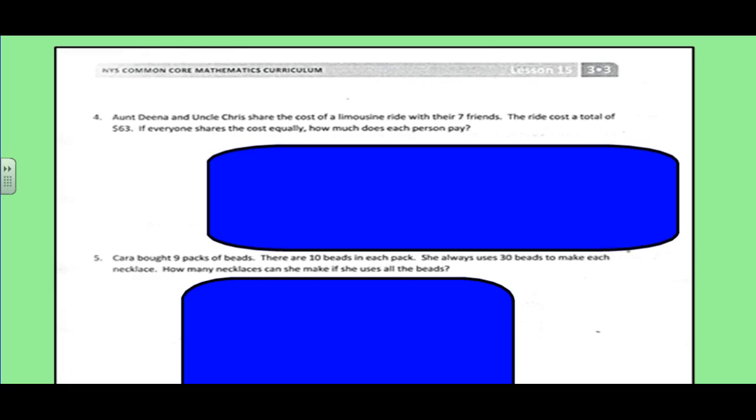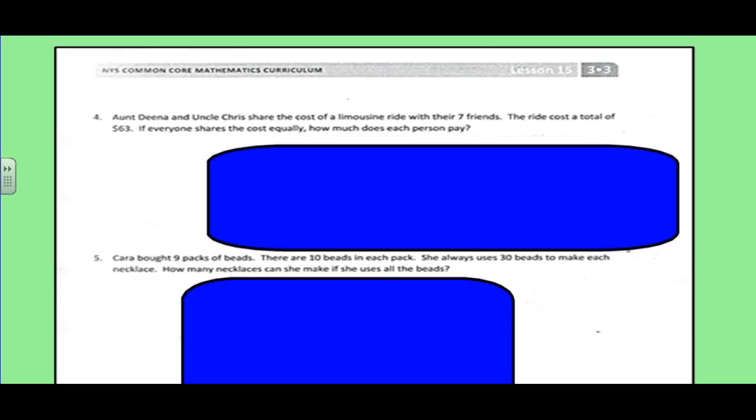So I've got $63 total to ride the limousine, and there are 9 people. And they're equally going to share the cost of that, so we've got to figure out how much is each person going to pay. So are we multiplying or dividing in this equation? They gave us the total, so we know that we're dividing. So we're going to be dividing 63, not divided by 7, but dividing it by 9 because that's how many people there are total. So I want you to draw a tape diagram that goes with this problem.